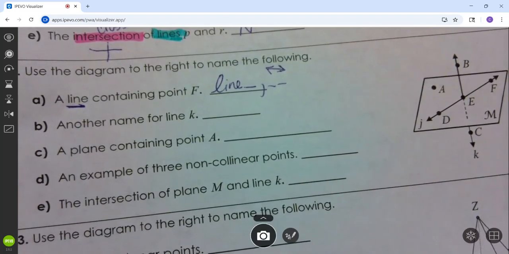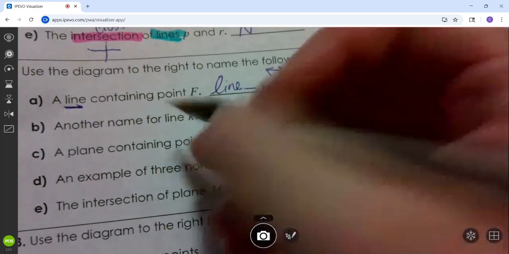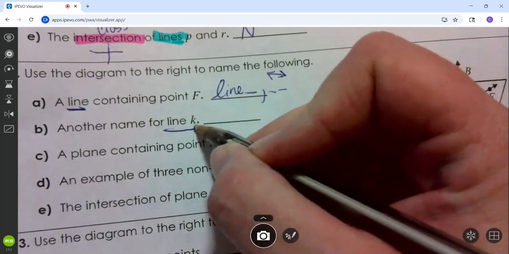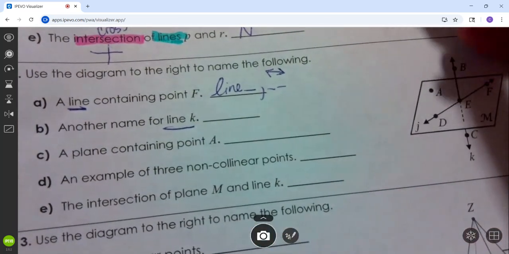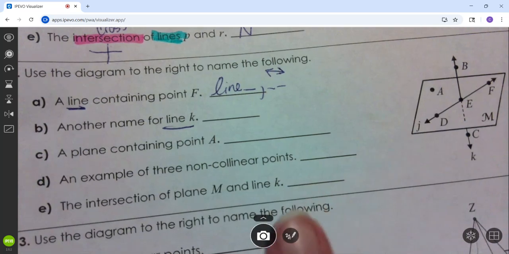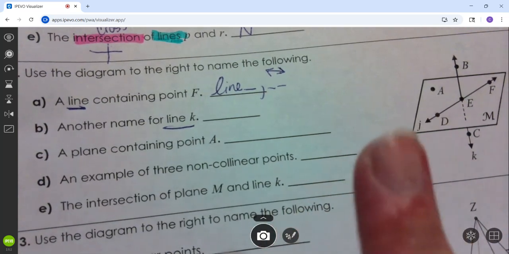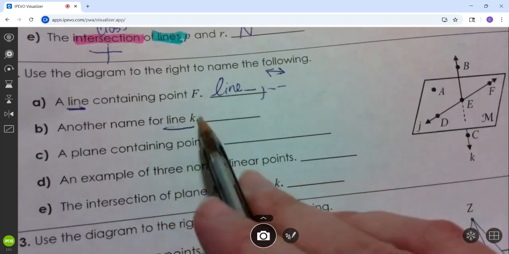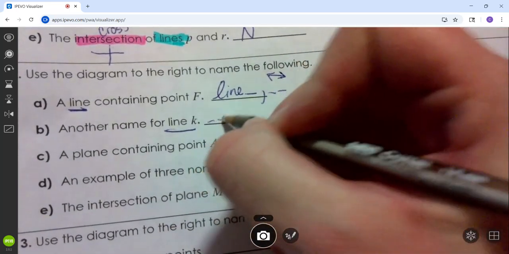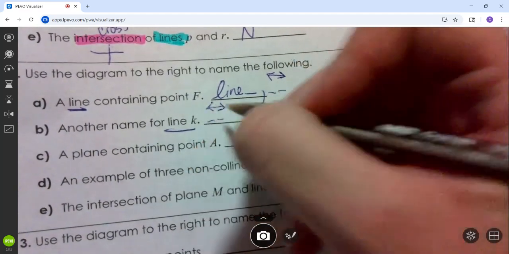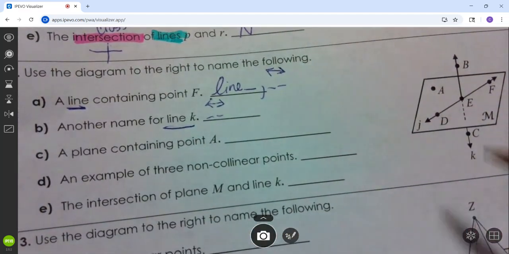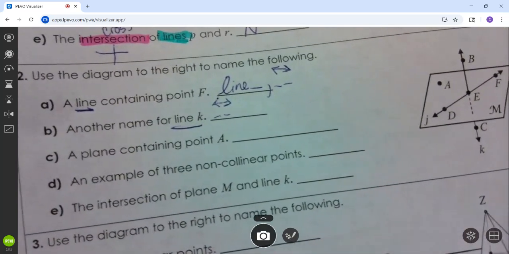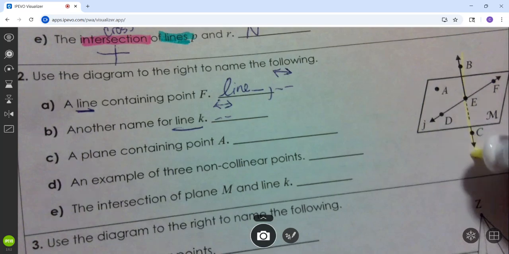Another name for line K. Well, since they're already using the line K option with the lowercase, then remember, points get 1 capital letter, lines get 2, and planes get 3. So if they're asking for a line, you need to give me 2 capital letters. Don't forget your line notation above it. So here we go. Where's line K? I'm a visual person. I like to have it highlighted, color-coded a little bit. Here's my line K.